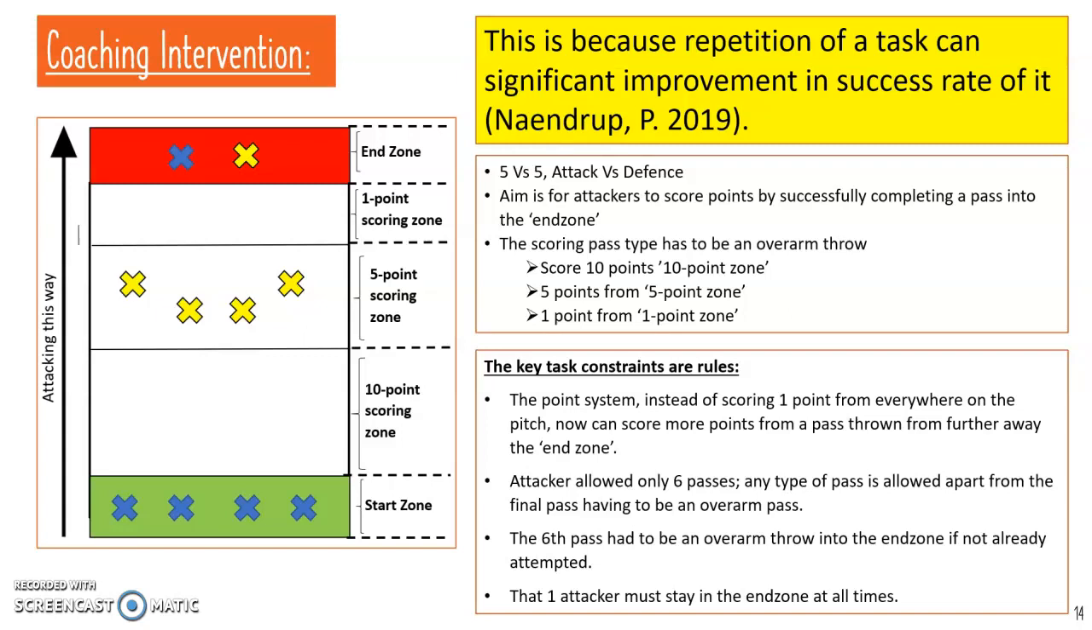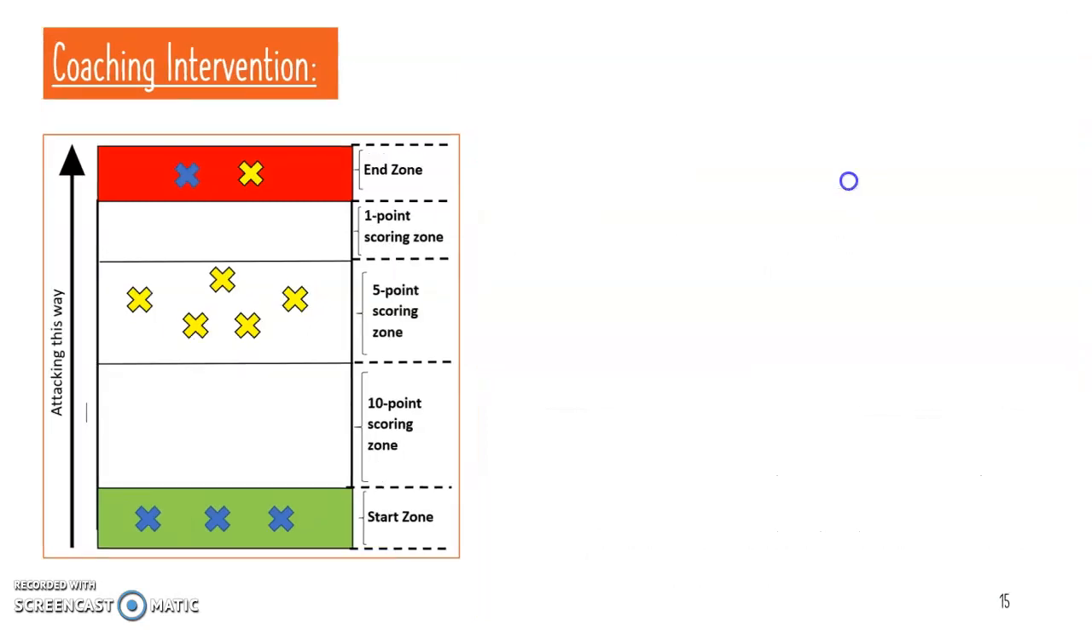Defending rules. So normal end ball tackling and interception rules apply for defenders who are defending in the 10-point, 5-point and 1-point scoring zones, and only 1 defender is allowed in the end zone, whose aim is to intercept any attacking passes. So I will then develop this drill and move it on.